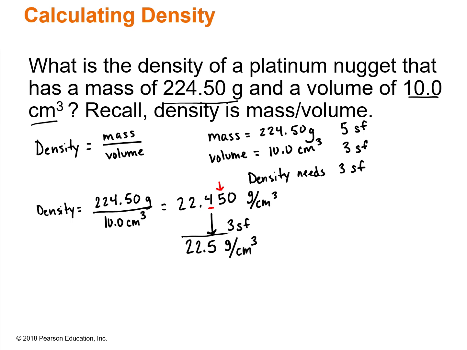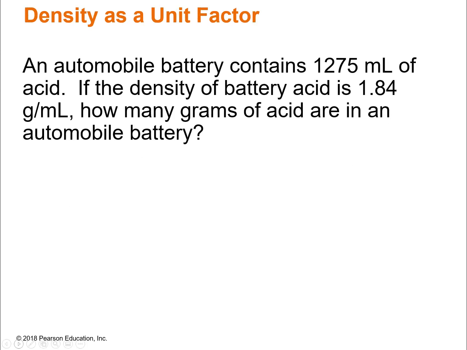This is our final answer. 22.5 grams per centimeter cubed. That's it. That's calculating density. Now let's make it a little bit more difficult. We can use density as a unit factor, and I'll show you how.